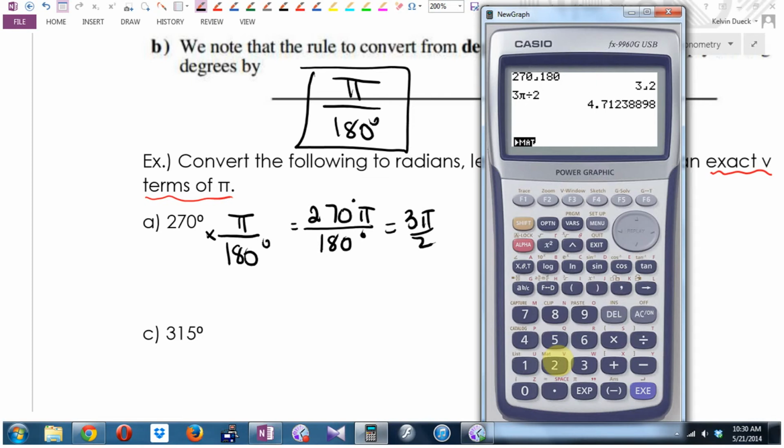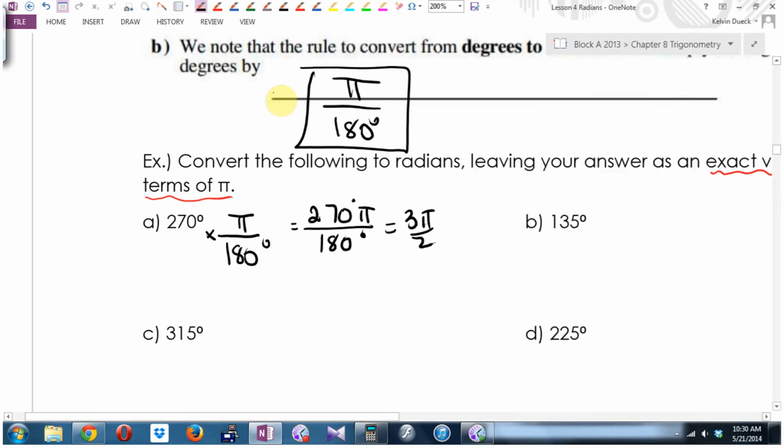Because that's the conversion factor. If I want to go from degrees to radians, I multiply by pi divided by 180. The same way as if I want to go from minutes to hours, I divide by 60. If I want to go from days to hours, I times by 24. It's a conversion factor. If I want to go from years to days, I multiply by 365. If I want to go from degrees to radians, I multiply by pi divided by 180.